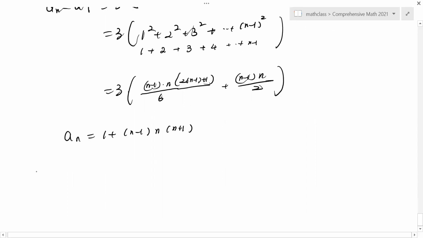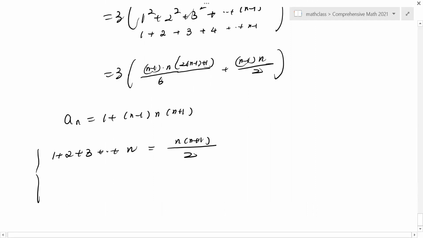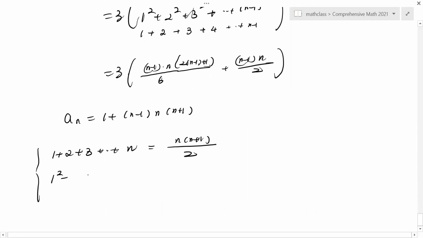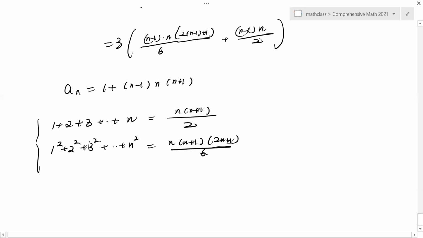So we needed to recall a couple of formulas. 1 plus 2 plus 3 up to n. I hope we know this formula. Another formula is 1 squared plus 2 squared plus 3 squared all the way to n squared is going to be n times n plus 1 times 2n plus 1 divided by 6. That is a pretty strong formula. Another strong formula is 1 cubed plus 2 cubed plus 3 cubed up to n cubed is going to be n times n plus 1 divided by 2, all squared.